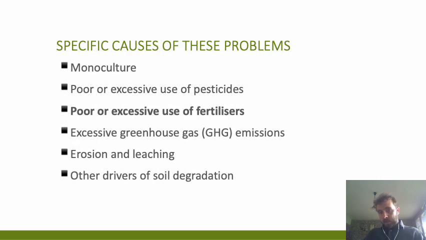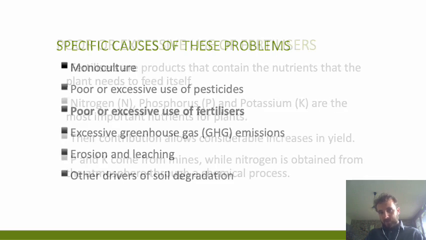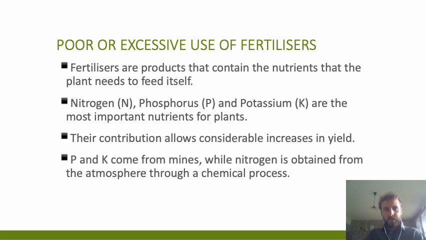The next issue is the poor or the excessive use of fertilizers. As you know, fertilizers are products that contain the nutrients that the plant needs, mostly nitrogen, phosphorus, and potassium, and they are useful to increase yield. Phosphorus and potassium usually come from mines, while nitrogen is obtained through industry, through a chemical process.